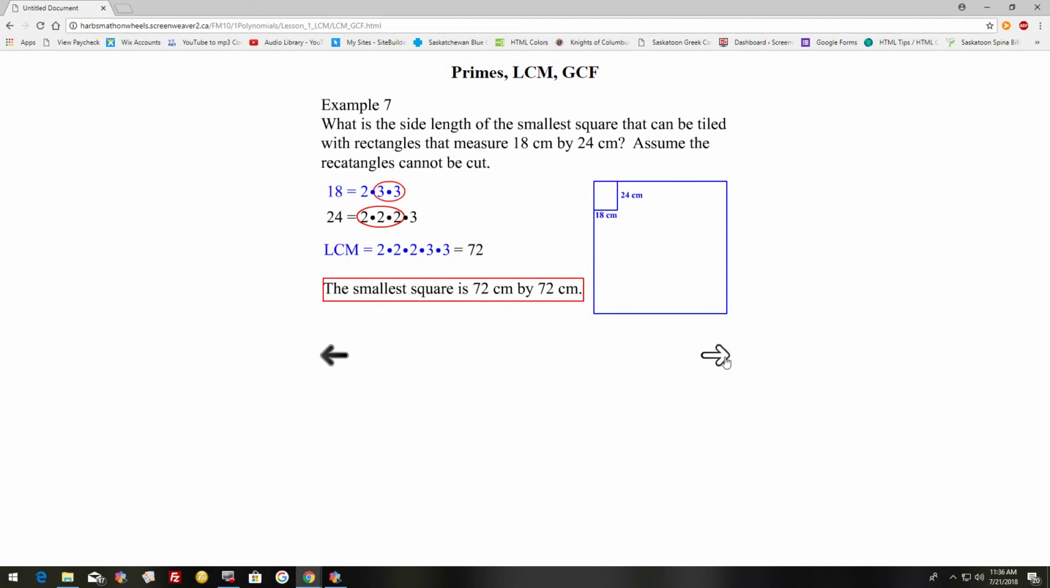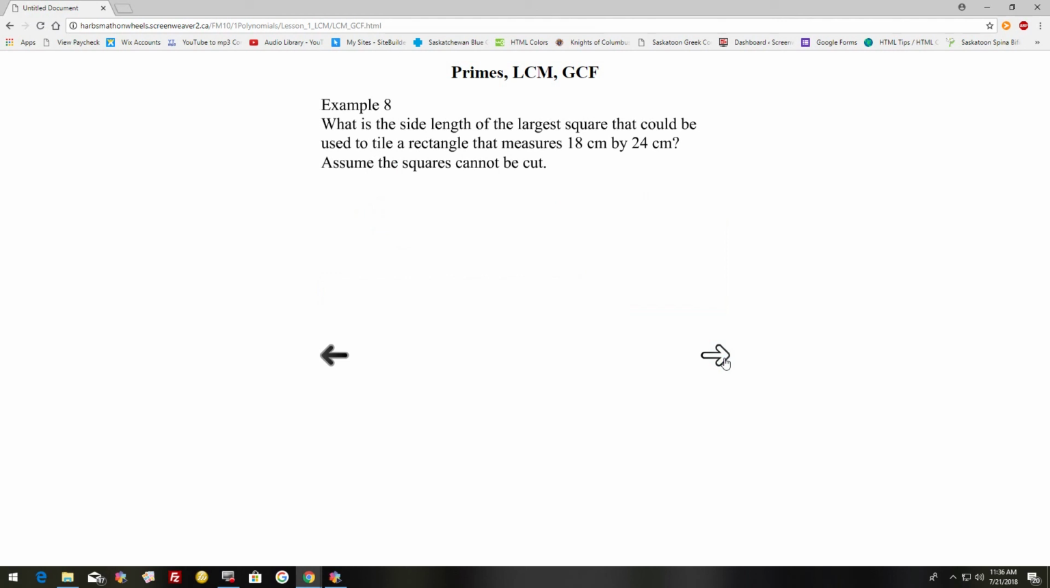Example 8. What is the side length of the largest square that could be used to tile a rectangle that measures 18 centimeters by 24 centimeters? Assume the squares cannot be cut. So now we have a rectangle diagram, and inside that rectangle we have little squares. Now a square, remember, the sides are the same, so we're going to list them as X and X. But our big rectangle, it measures 24 by 18, or 18 by 24, however you look at it.